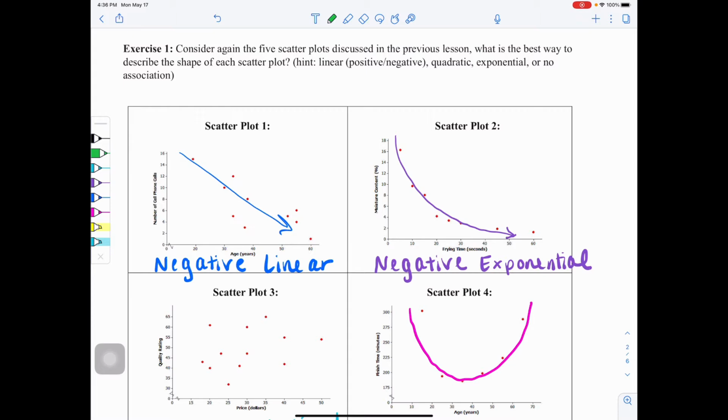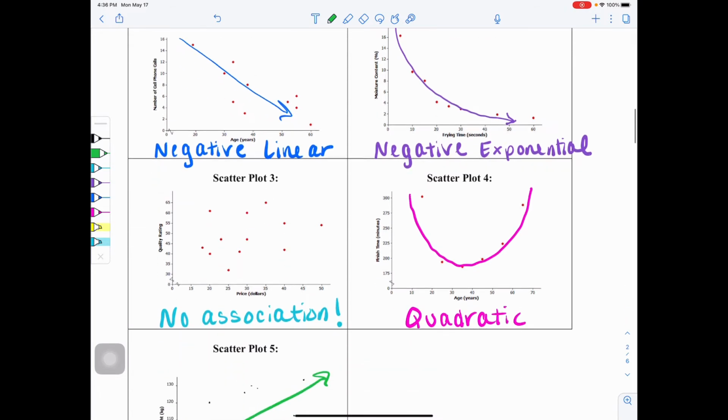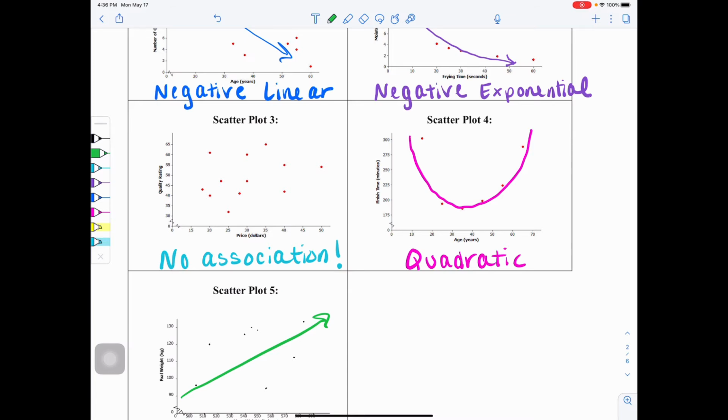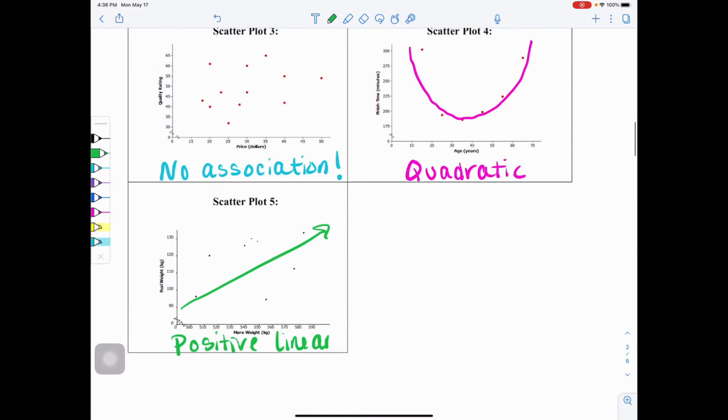So scatter plot 1, I drew the general trend line there to see that it's going down and forming what looks closest to a line, so that would be negative linear. For scatter plot 2, we have more of a ramp curved shape, which is exponential, and it is going down, so that would be negative exponential. For scatter plot 3, the points are so scattered that there is no association here. In scatter plot 4, we have a U shape, so that is quadratic. And then for scatter plot 5, we have an increasing pattern looking like a line, so this would be positive linear.